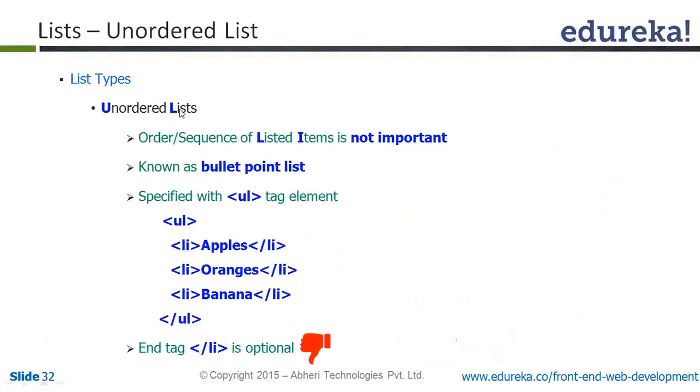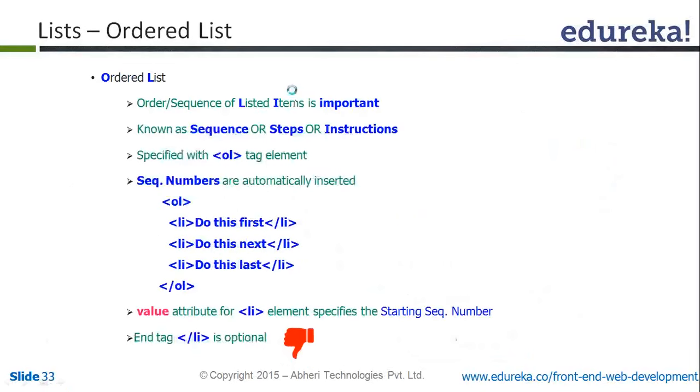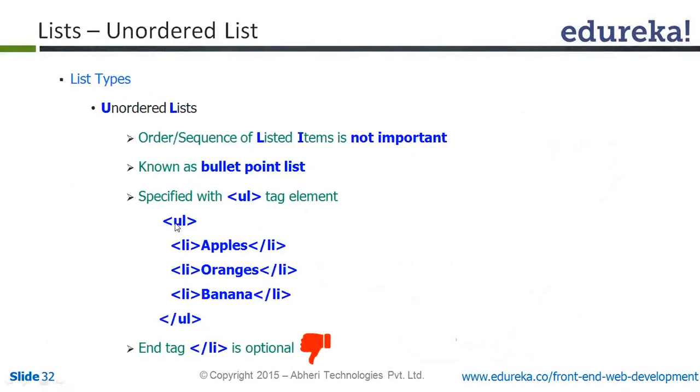So here are the list types. One is the unordered list. You can see here the tag UL. This UL stands for unordered list, that blue color you can see. LI stands for list item. Inside our list you will have list items, one after the other. In the unordered list, the order or sequence is not important. Whether you put apples below orange or banana, it does not make much difference. Then you use an unordered list.